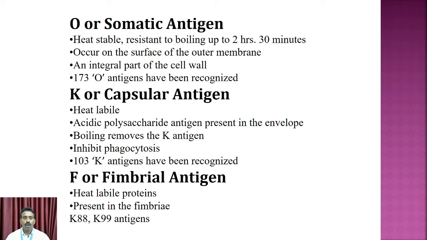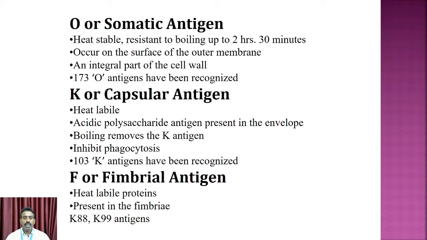Next one, O or somatic antigen. It is heat stable, resistant to boiling for up to 2 hours, or 2 hours to 30 minutes. It occurs on the surface of the outer membrane and is an integral part of the cell wall structure, and 173 O antigens have been recognized, the somatic antigens.